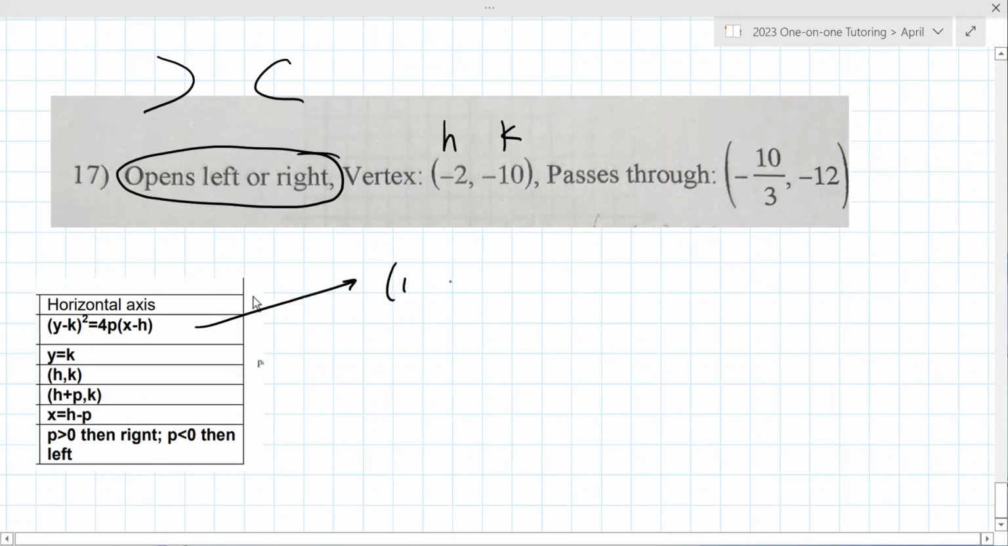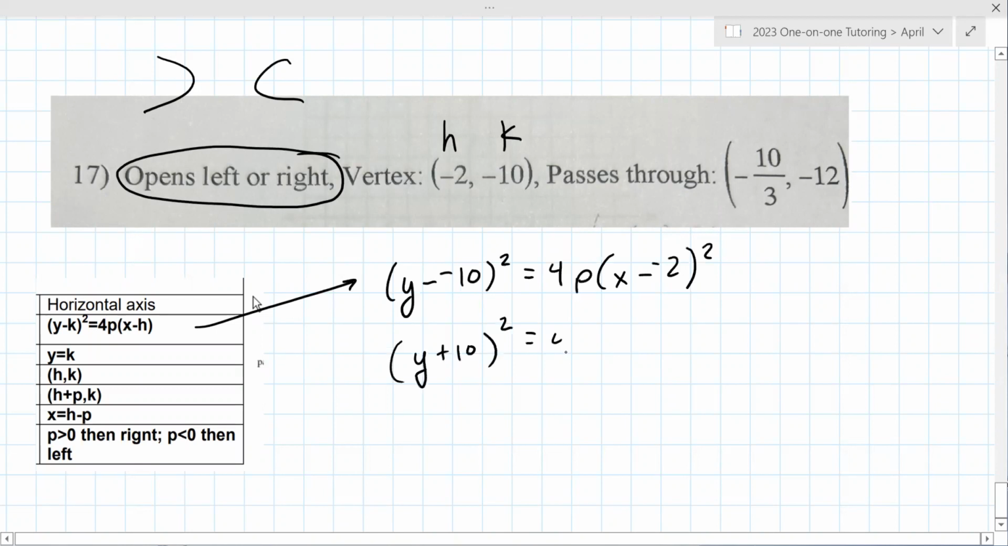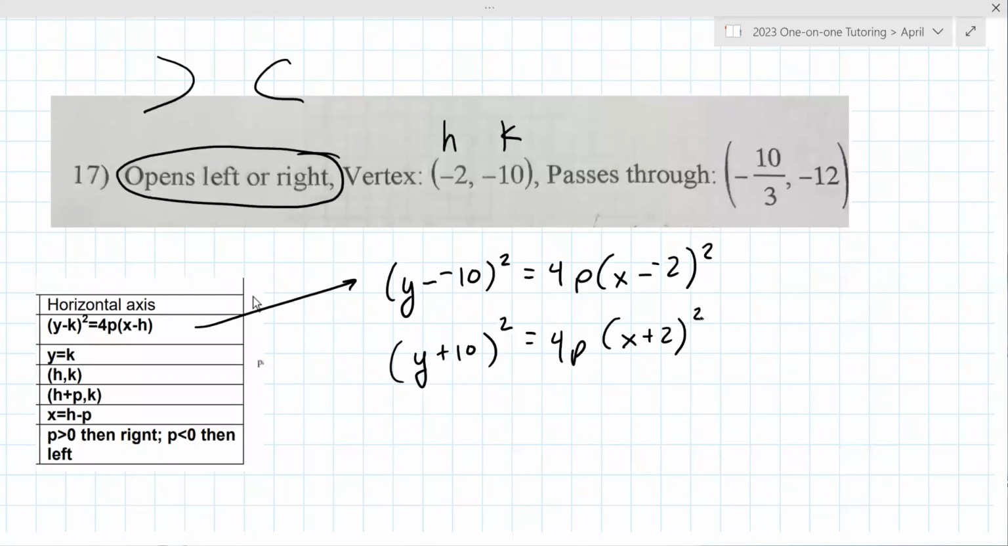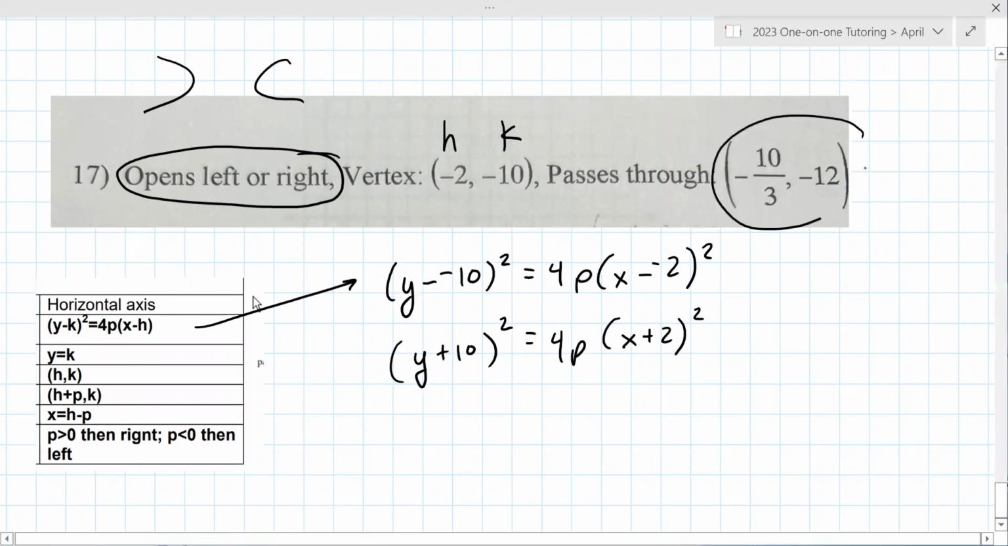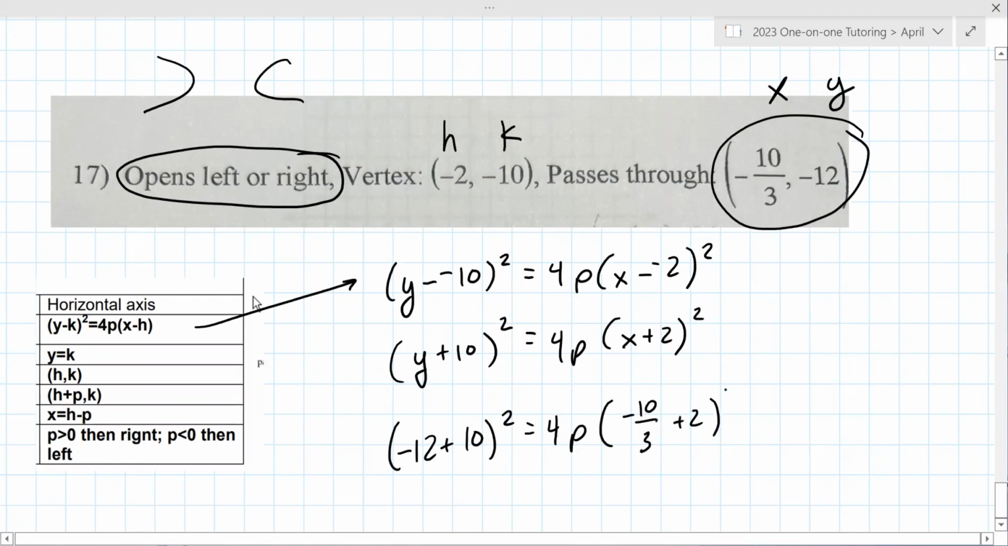So here we got (y minus a minus 10) squared equals 4p times (x minus a minus 2) squared. (y plus 10) squared equals 4p(x plus 2) squared. Now notice that you don't have p, but you have this other ordered pair here. So this is x, minus 10 over 3. This is y. We have to put those in for x and y. So (minus 12 plus 10) squared equals 4p times (minus 10 over 3 plus 2) squared.